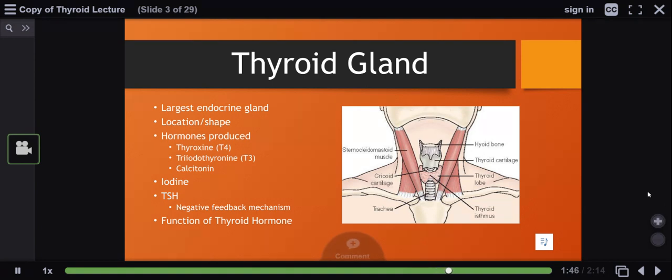When we look at the thyroid stimulating hormone, or TSH, it uses a negative feedback mechanism. And simply this means that when there are high levels of T3 and T4 in the bloodstream, the thyroid stimulating hormone is decreased. Whereas when there are low levels of T3 and T4, the pituitary increases the secretion of TSH. And this is done to maintain equilibrium.